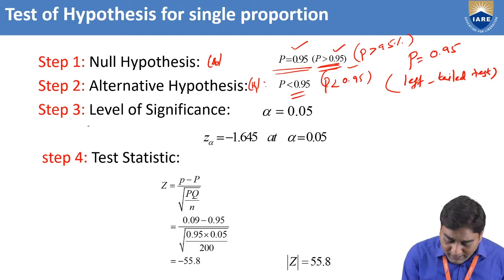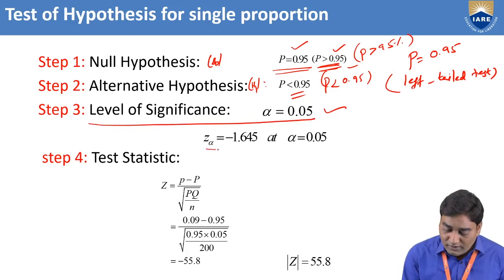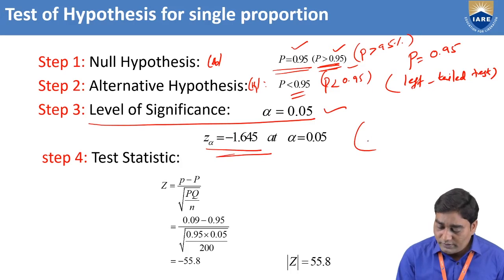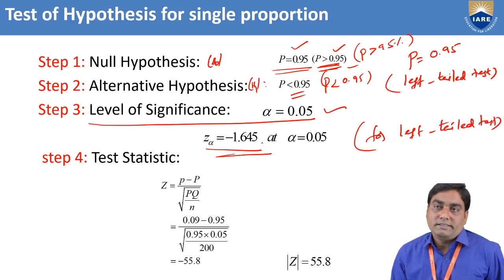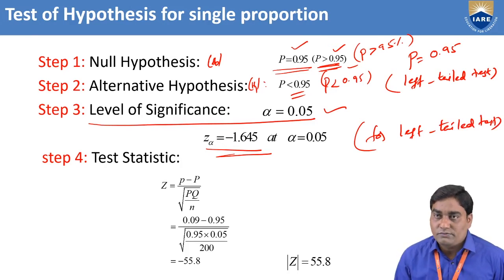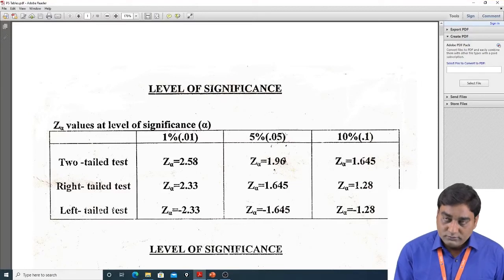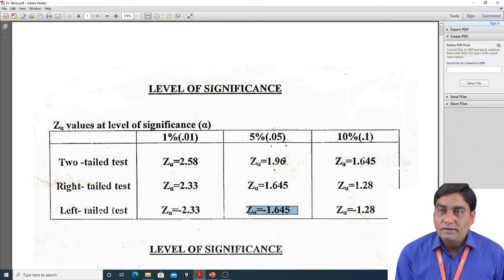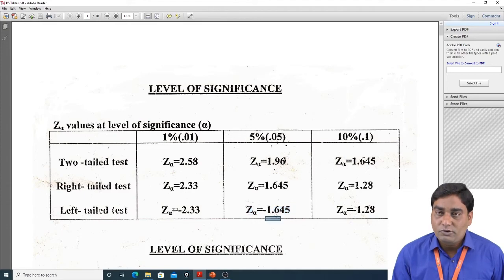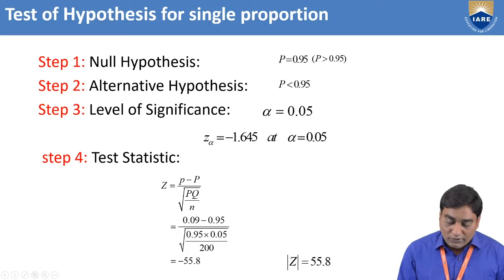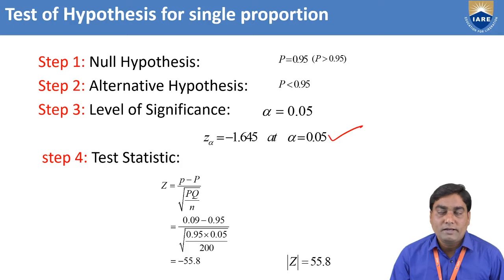And step 3, level of significance, alpha equal to 0.05, Z alpha value minus 1.645 at alpha equal to 0.05 for left-tailed test. This we can choose from the Z distribution table. Z alpha is minus 1.645 at alpha equal to 0.05. I'll show you this value from the Z distribution table. Alpha 0.05, left tail test, Z alpha minus 1.645. This is the Z distribution table. At alpha 0.05, Z alpha is minus 1.645 for left tail test. In case the problem is a two tail test, you would take 1.96. But our problem is a left tail test. That's why we have taken Z alpha equal to minus 1.645.